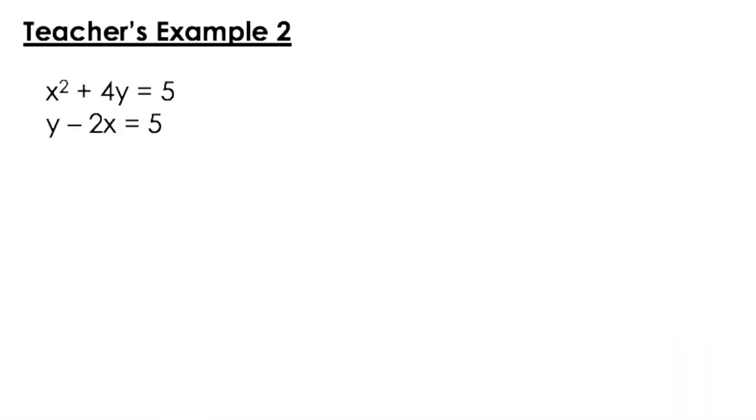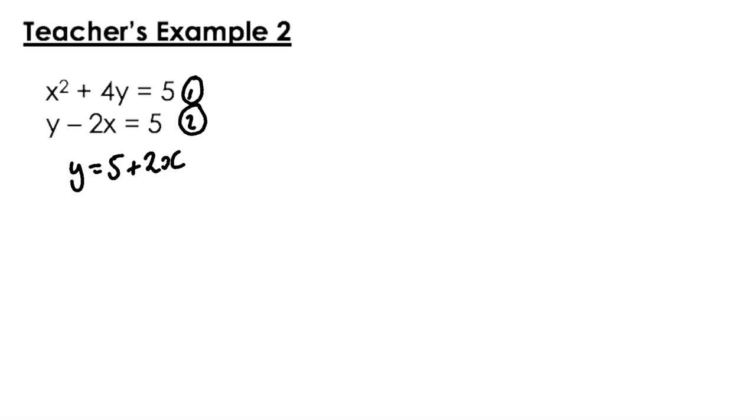Example 2: x squared plus 4y equals 5, y minus 2x equals 5. So the first thing I'm going to do is label the top equation x squared plus 4y equals 5, equation number 1, and y minus 2x equals 5, equation number 2. Now, like I did in the previous example, I'm going to make y the subject of equation number 2. To do that, I'm going to add 2x to both sides. So y is equal to 5 plus 2x.